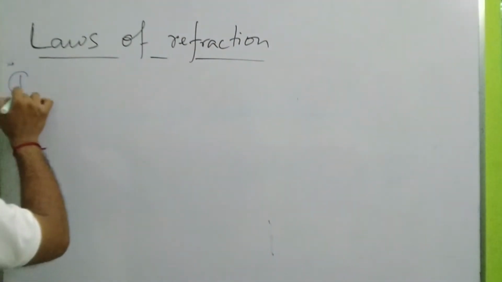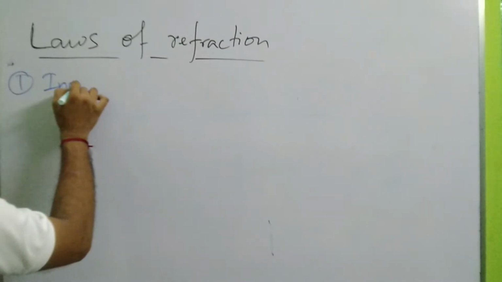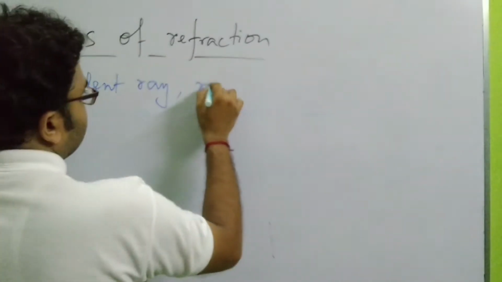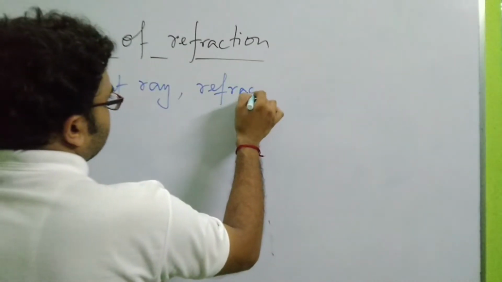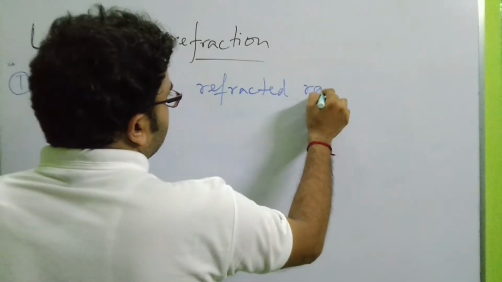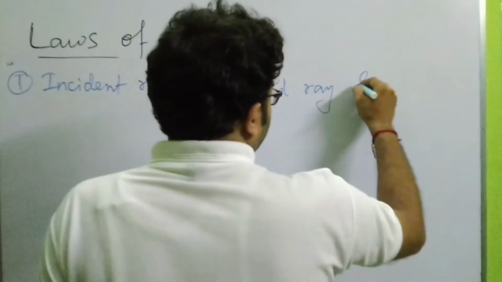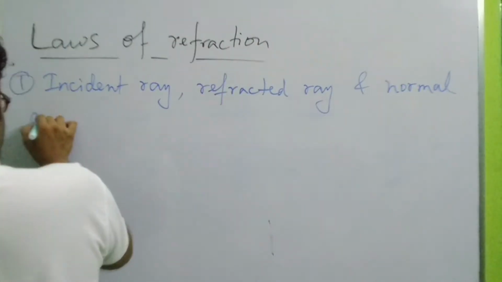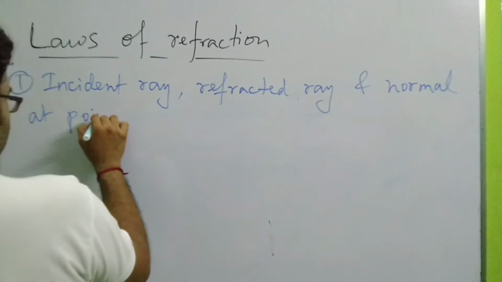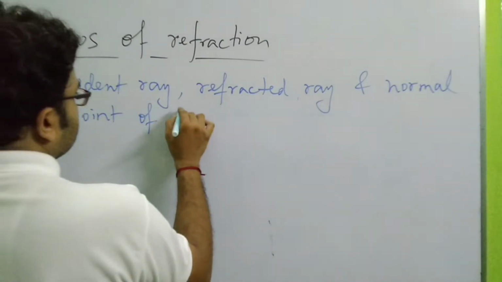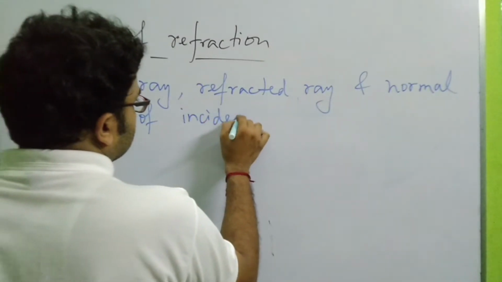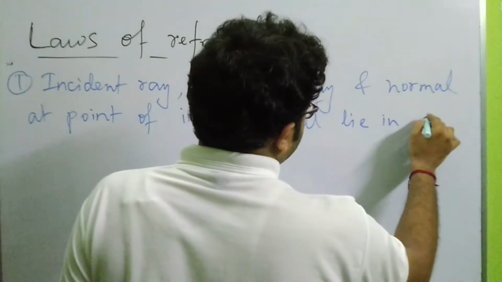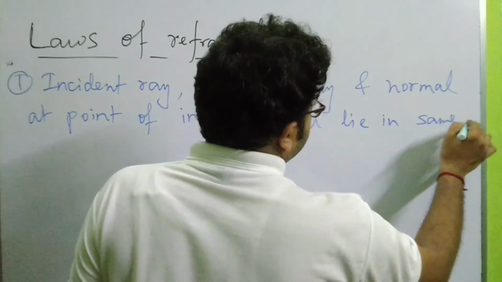First law states that the incident ray, refracted ray and normal at the point of incidence all lie in the same plane.